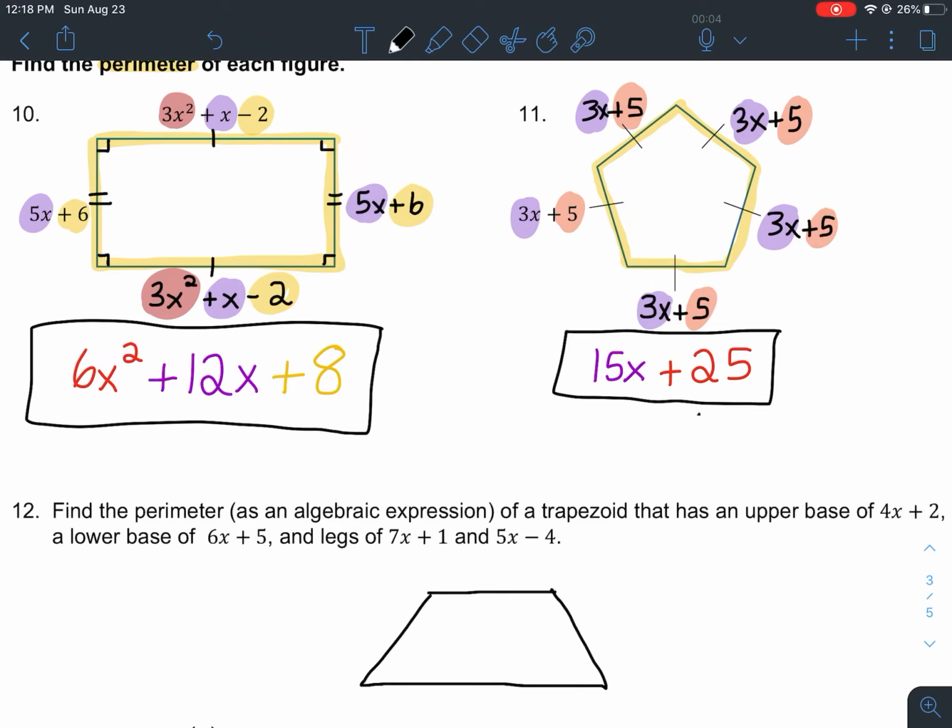And we're told that the upper base is 4x plus 2, so I'm going to write that in. The lower base is 6x plus 5, so I'm going to write that in. And we know that the legs are 7x plus 1 and 5x minus 4. So now we again are looking for perimeter. Perimeter means the total distance around the figure, which means in order to get that, we need to add up all the sides by adding like terms.